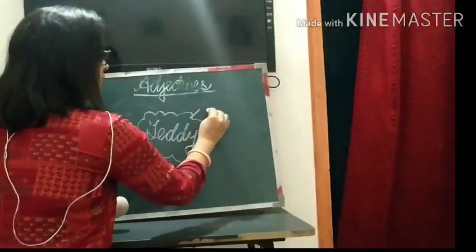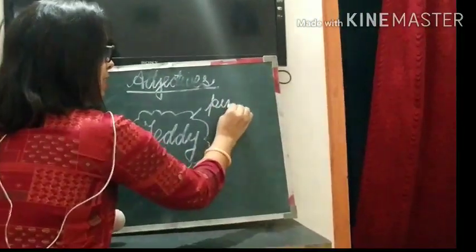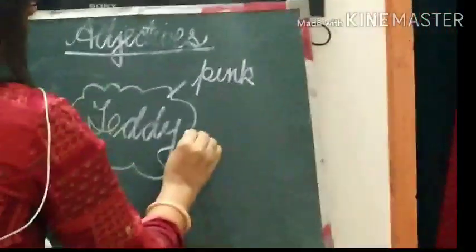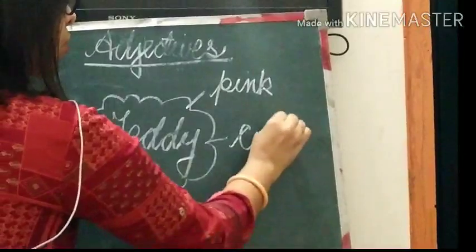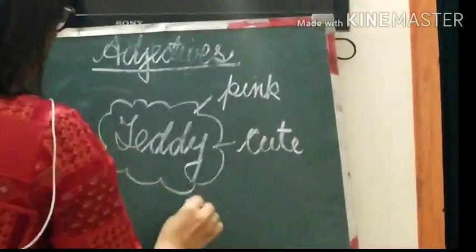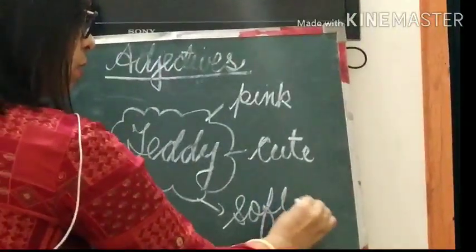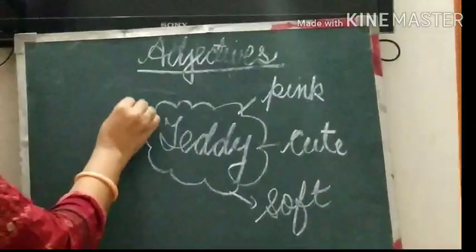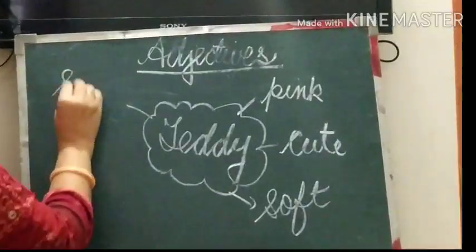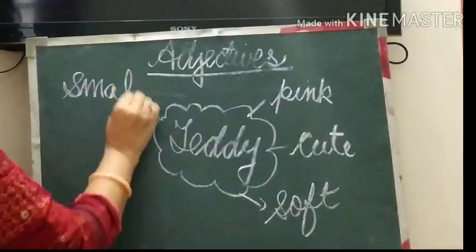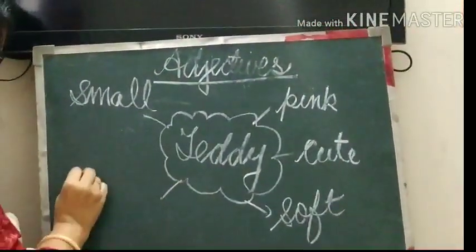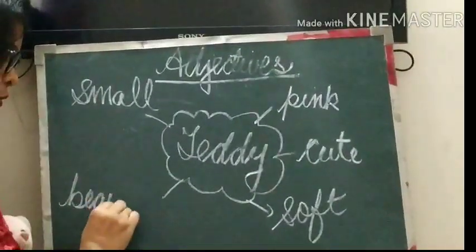Let's see. You can say this is a pink teddy. This is a cute teddy. This is a soft teddy. This is a small teddy. And you can also say it's a beautiful teddy.